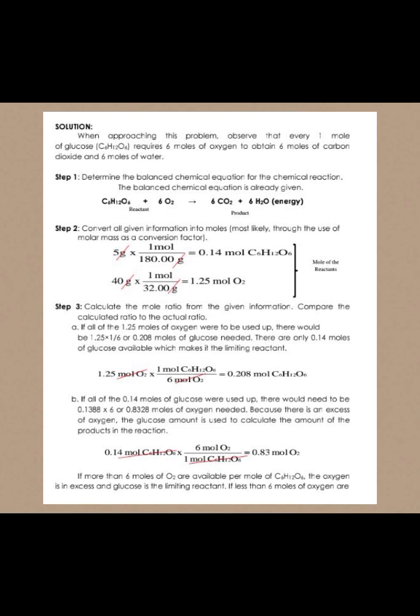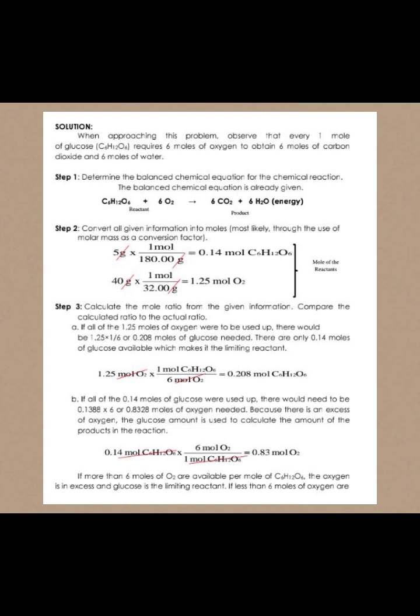A. If all of the 1.25 moles of oxygen were to be used up, there would be 1.25 times 1 over 6, or 0.208 moles of glucose needed. There are only 0.14 moles of glucose available, which makes it the limiting reactant. 1.25 mole O2 times 1 mole C6H12O6 over 6 mole O2 equals 0.208 mole C6H12O6. B. If all of the 0.14 moles of glucose were used up, there would need to be 0.1388 times 6, or 0.8328 moles of oxygen needed.